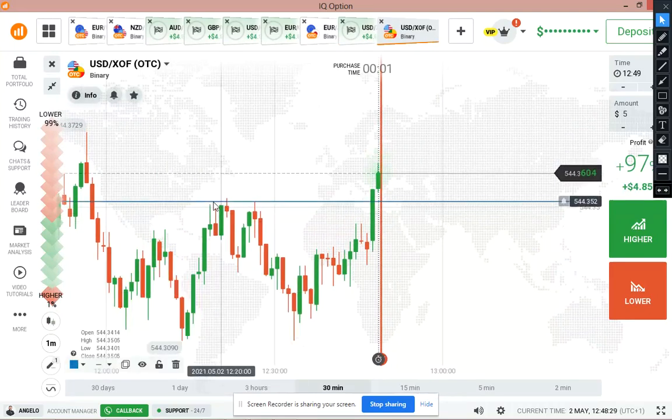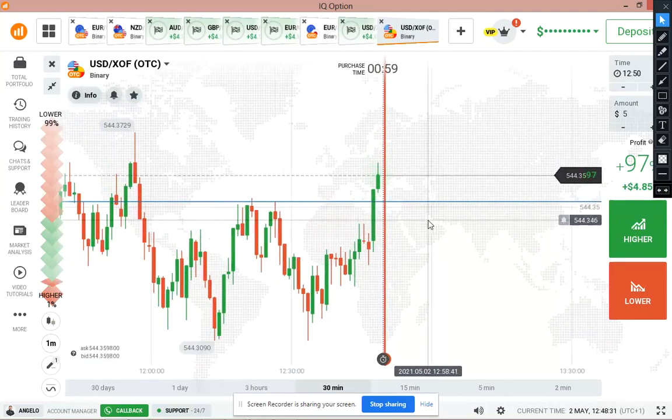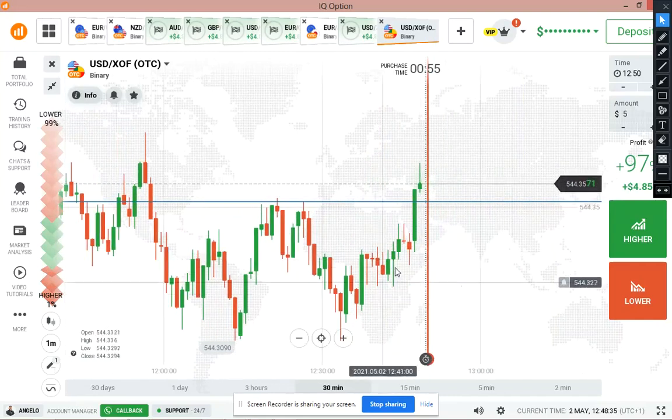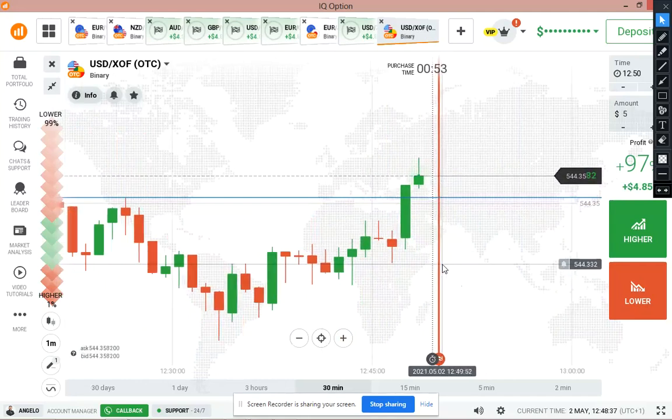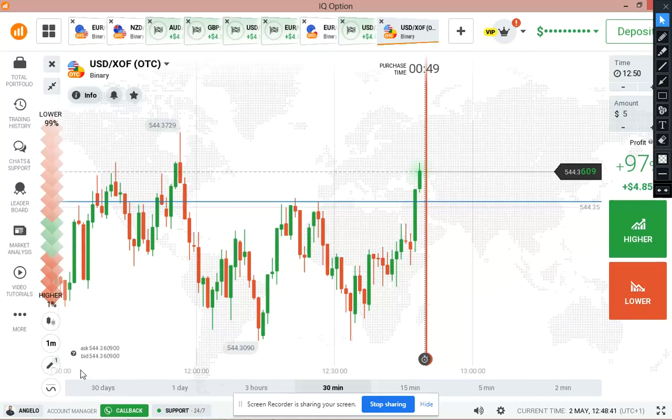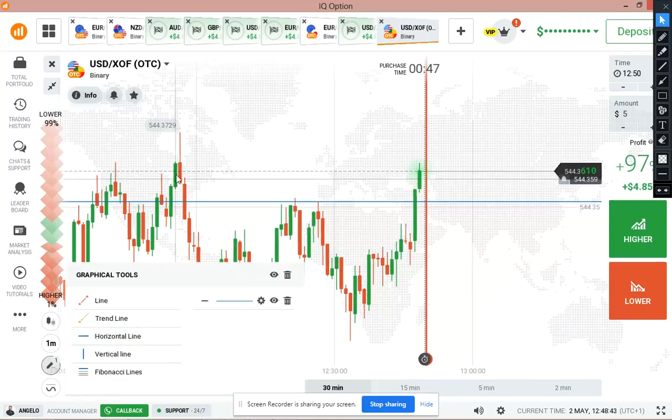This was a level in the past. Okay, you can see sellers entry, and the next sellers area is here.